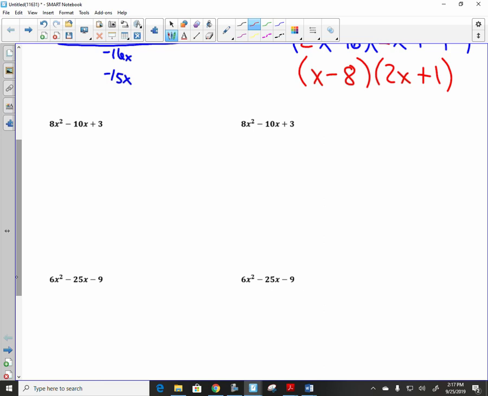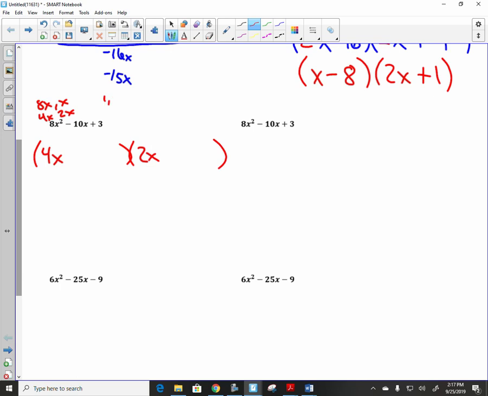So let's look at the guess and check again. We've got 8x squared minus 10x plus 3. I can choose 8x and x. I can choose 4x and 2x. What do you guys want to choose? Okay, we'll try the 4x and the 2x.